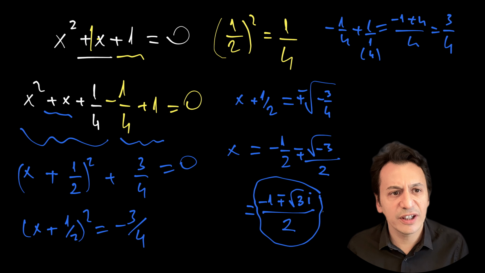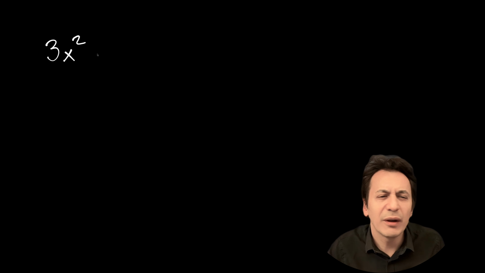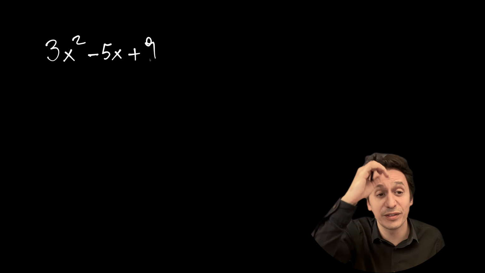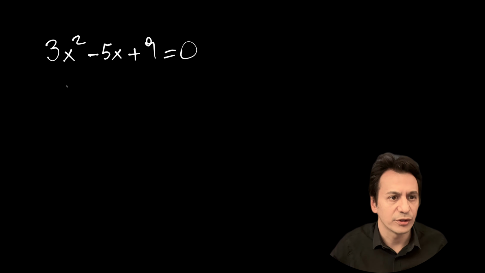You see, now x has 2 roots, but they are complex roots. Okay, what else can I do? Let's do one more with a coefficient different from 1 for x squared. Now I'll just throw random numbers here. Okay, let's say minus 5 and let's say 9. I don't know if anything easy happens with this one. Okay, so let's go. Equals 0, of course.